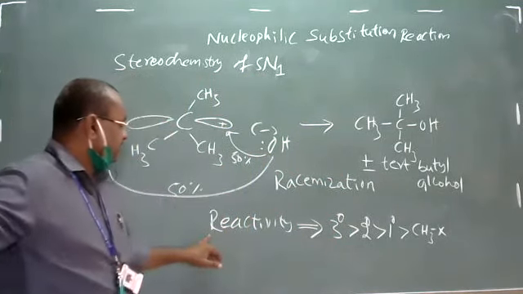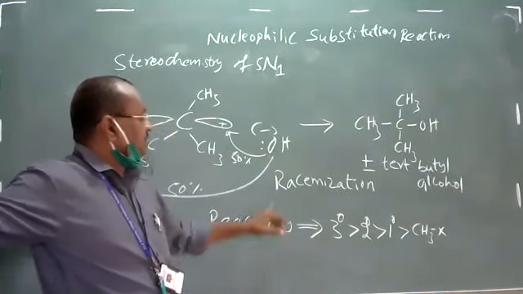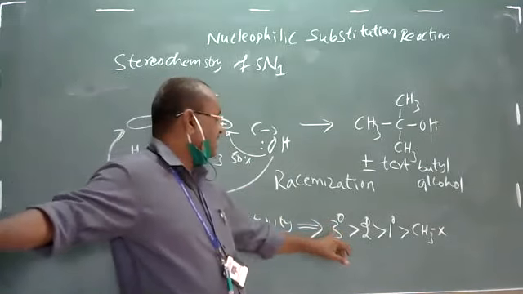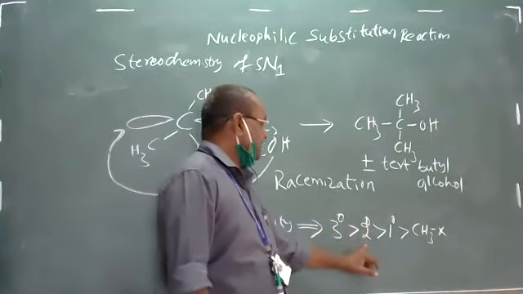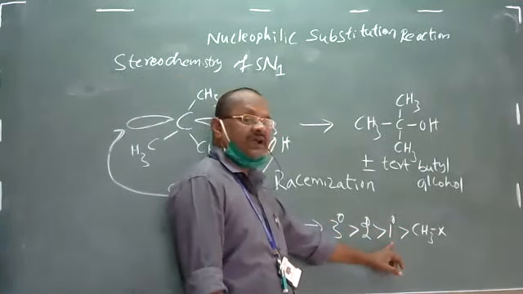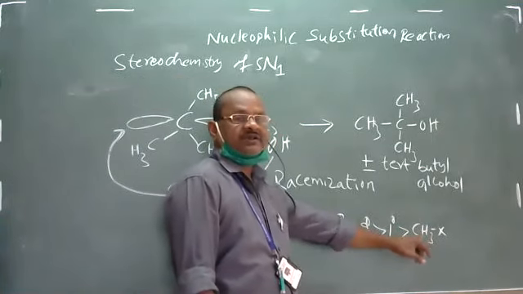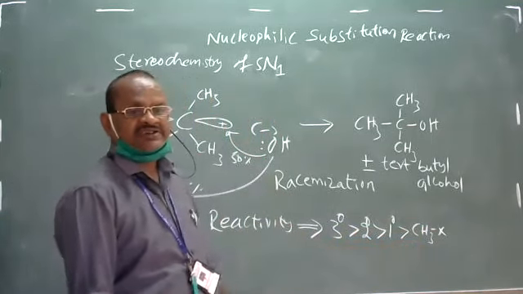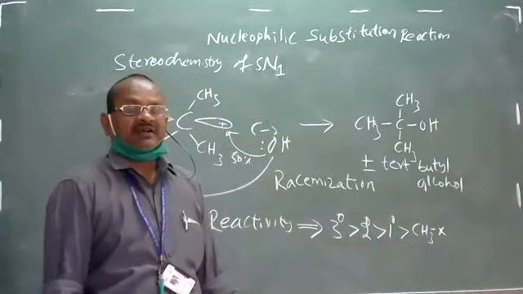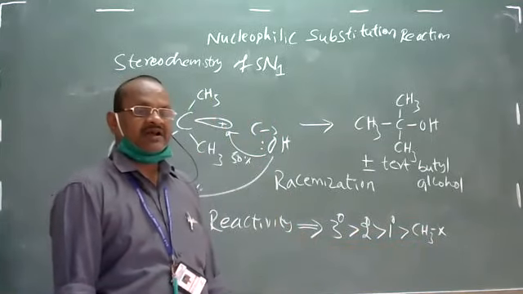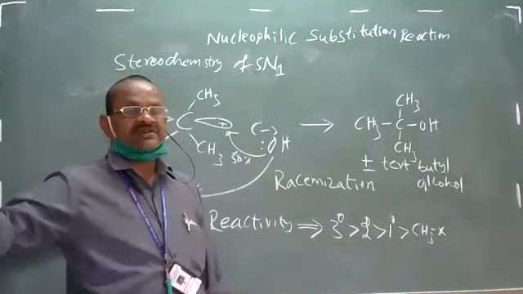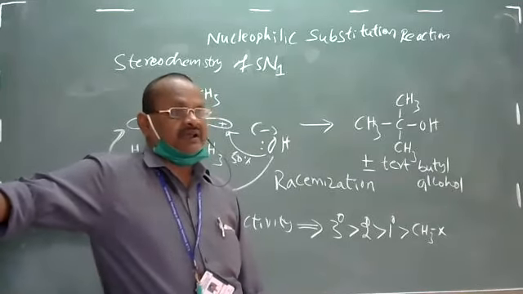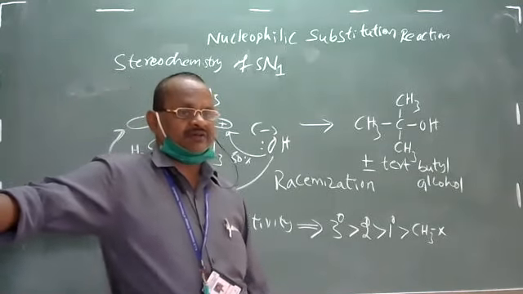Clear? So coming to the next point, which is reactivity. In this SN1 reaction, the reactivity is that the tertiary alkyl halide reacts faster than secondary. Secondary is going to react faster than primary alkyl halide, and primary is going to react faster than methyl halide. This is the reactivity involved in this SN1 reaction. Tertiary alkyl halide reacts faster than secondary alkyl halide. Secondary alkyl halide reacts faster than primary alkyl halide. Primary alkyl halide reacts faster than methyl halide. This is the reactivity.